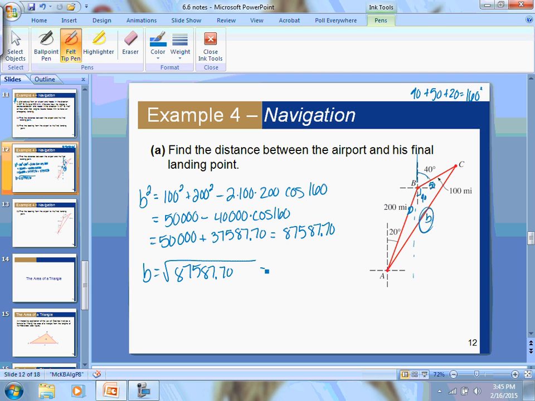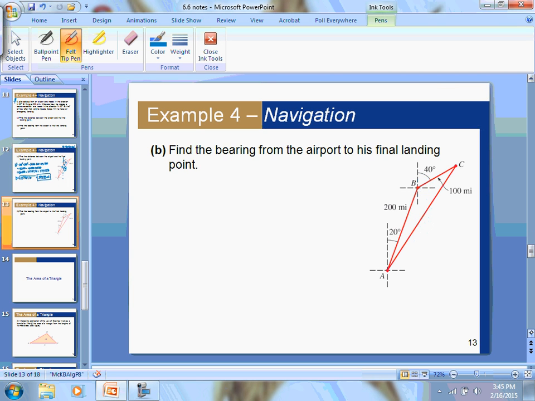87,587.70, take the square root of that, you get 295.95, and that would be miles. Okay, so he's almost 300 miles away from the airport. Whew. Okay, so finding the distance was okay there. We were able to use law of cosines.